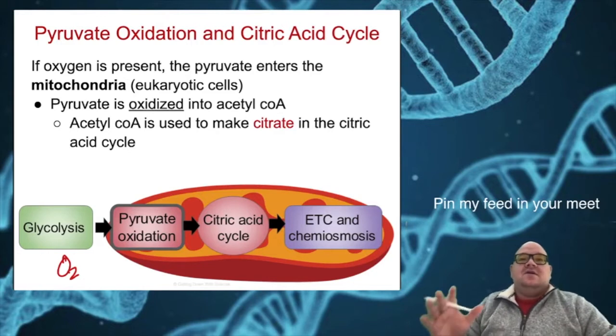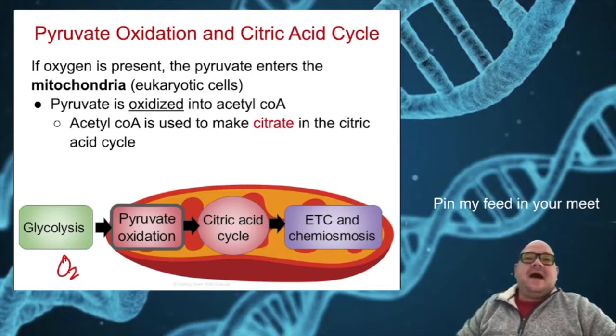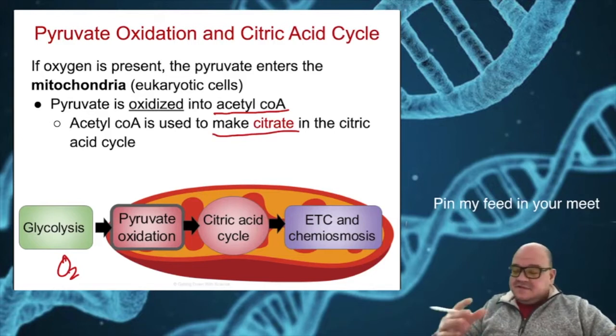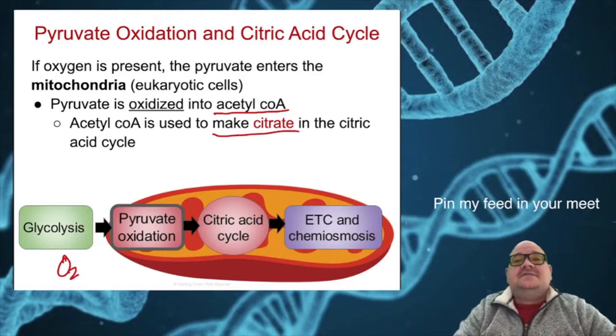Okay, so what we have happening next is pyruvate is oxidized. Well, what is it oxidized into? It's oxidized into this intermediate product called acetyl-CoA, okay? And that's used to make a product we need for the citric acid cycle. So for this, that's going to be citrate. So citrate is what you need for the citric acid cycle. It's kind of nice that the name just sounds just like the process.